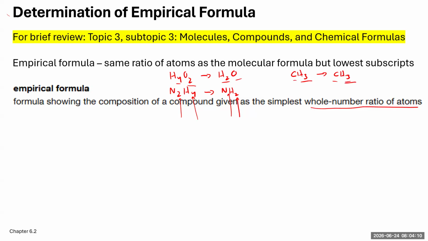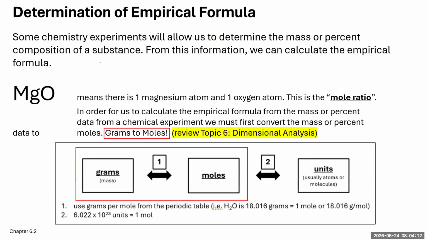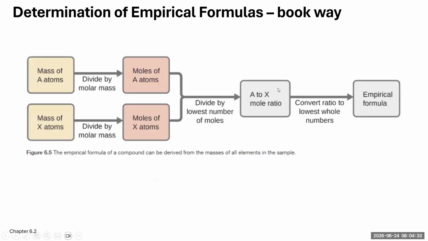So that's empirical formula. All right, some chemistry experiments will allow us to determine the mass or percent composition of a substance. From this information, we can calculate empirical formula. Mg and O means there is one magnesium atom and one oxygen atom. This is what's called the mole ratio.